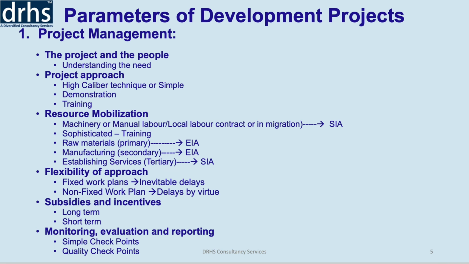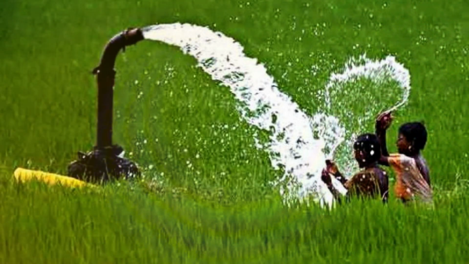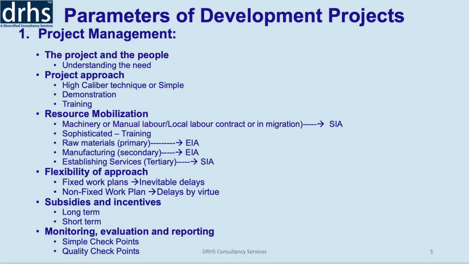The project approach should be tailored to the nature of the project. High caliber techniques provide a sophisticated way of doing projects like dams, canals or bridges, while simple projects like water harvesting or soil conservation require simple techniques that are easily adaptable. The former requires specialized training and a highly qualified workforce. Resource mobilization is an important aspect of project development. Depending on the nature of the project, the use of sophisticated or simple machinery generates demand for training.